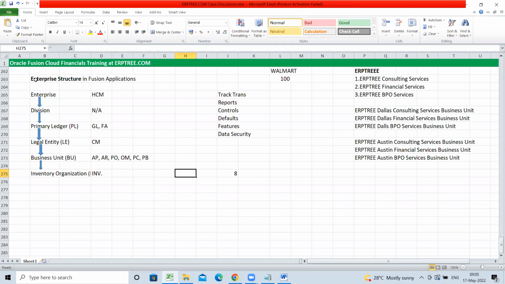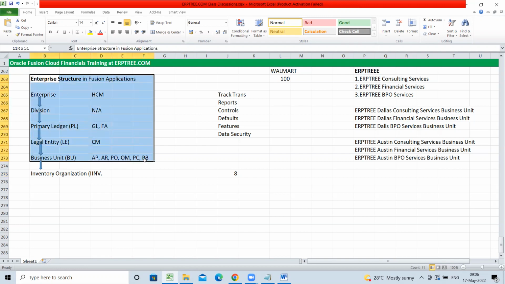This is very important. Understanding the structure and understanding the chart of accounts is very, very important. If you understand these two things, nothing is going to stop us from understanding other things. Other things are pretty easy when you are clear about these two concepts: enterprise structure and chart of accounts. We'll discuss chart of accounts, and what else we have to understand about it. Before we proceed, any questions on this, please?